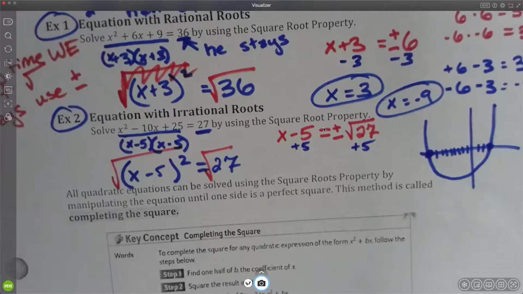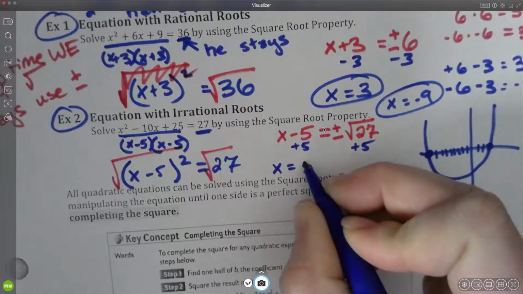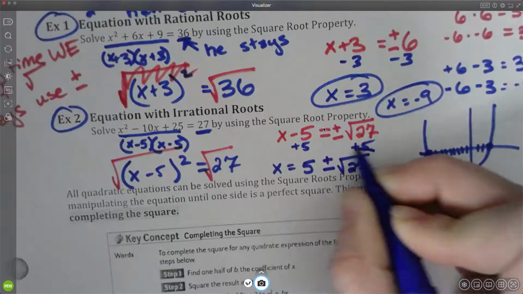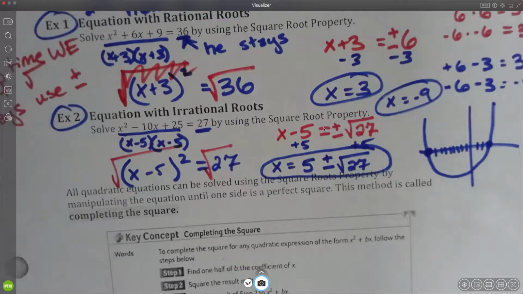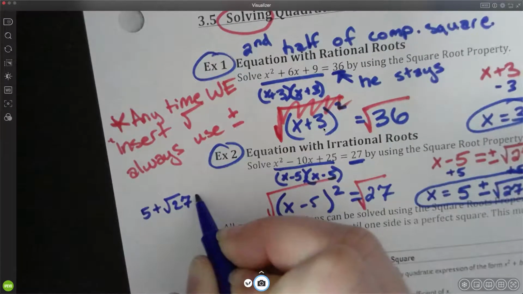So here's how you're going to write your answer. x equals 5. I always put that number first, and I put my square root last. This is what it will look like: 5 plus and minus the square root of 27. Now, we're going to leave our answer like that, but just to show you what happens there, how many answers are represented in 5 plus and minus the square root of 27? 2, right? This would be 5 plus the square root of 27 and 5 minus the square root of 27.